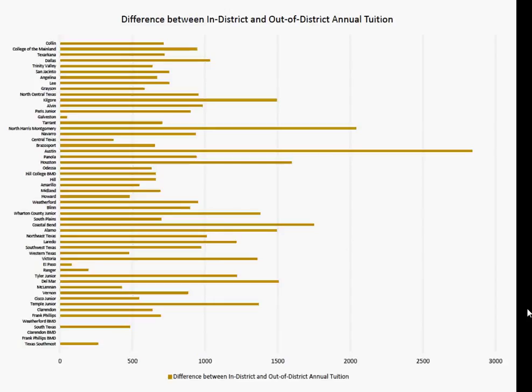This is the variation that we want to exploit. We don't want to use any of the variation in the differences across districts, but more of this within variance in the in-district, out-of-district price.